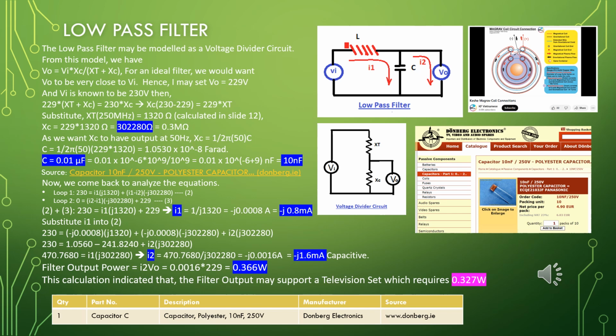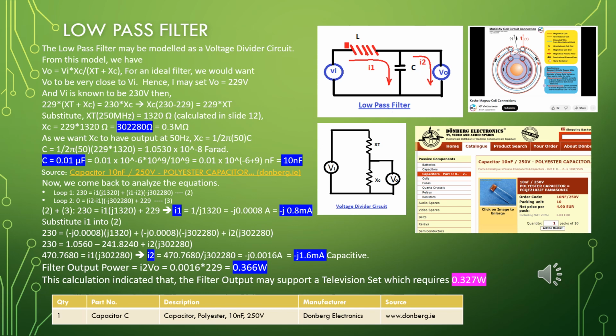Equation 2 plus equation 3: 230 equal to I1 times j1320 plus 229. That is I1 equal to 1 over j1320 equal to minus j 0.0008 equal to minus j 0.8 milliampere.